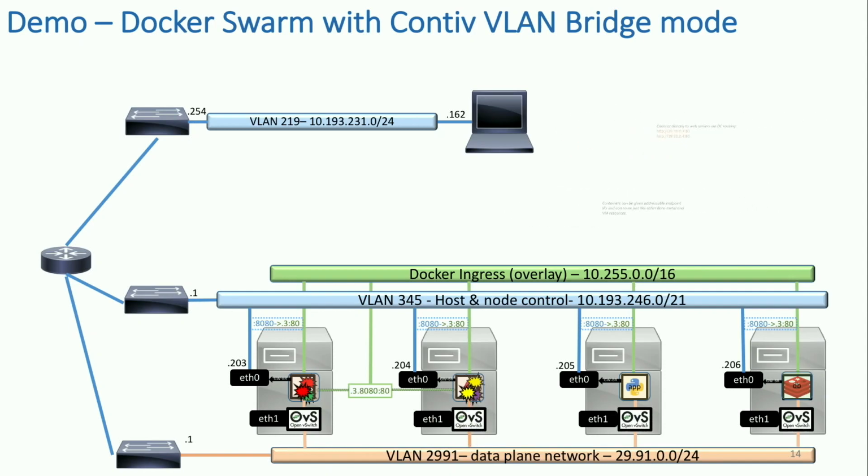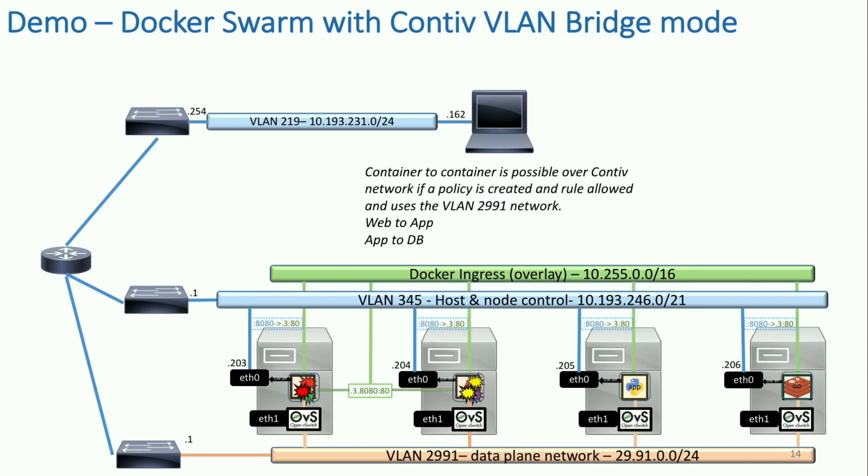Going back to our group policy methods, if we do have a policy that allows traffic from our web to app group, you would be able to go, and again, it does everything over the VLAN method, where it's going to go from that web 1 to the app 1 container, and then the same applies with the app 1 container to the database container.